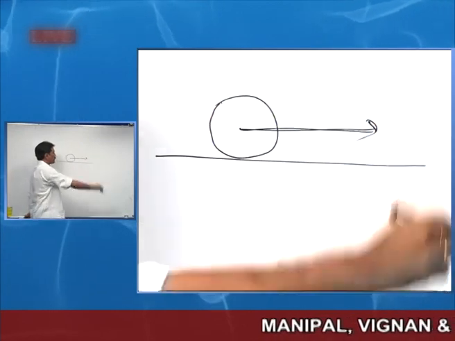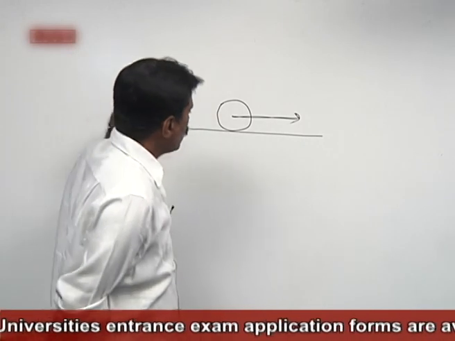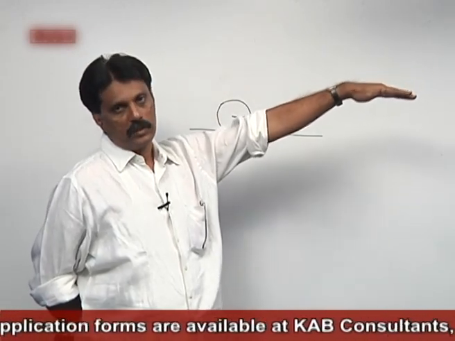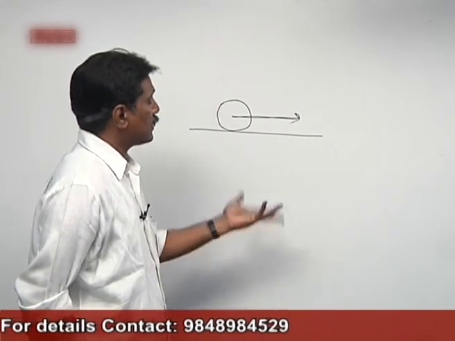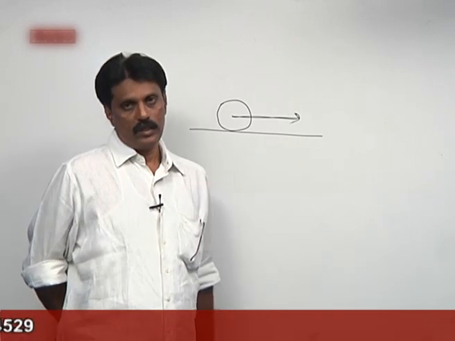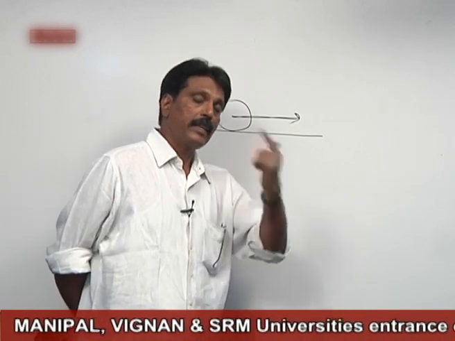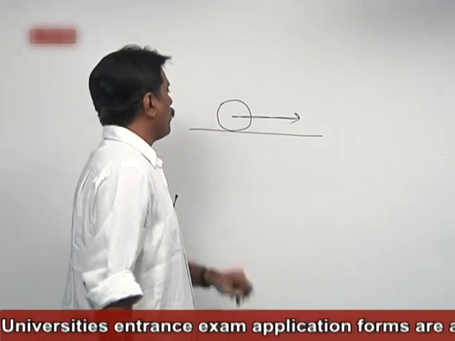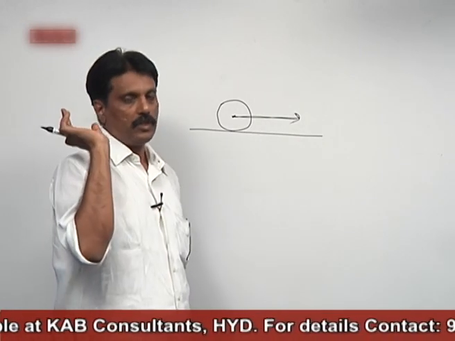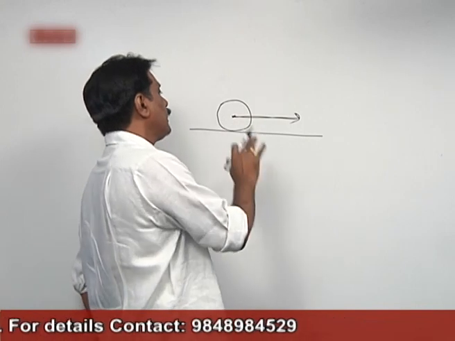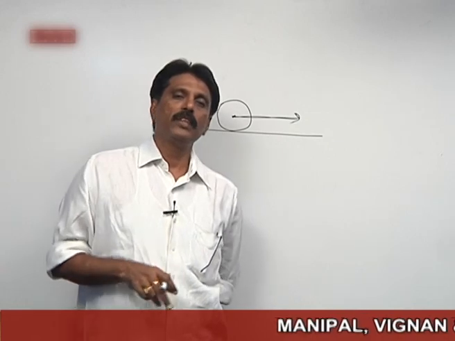When it is moving like this, it is simultaneously rotating around its center of mass and also moving in translatory motion. So it is executing both kinds of motion simultaneously, translational as well as rotational. When the body is executing both translational and rotational motion, the center of mass of the body will execute only translatory motion.